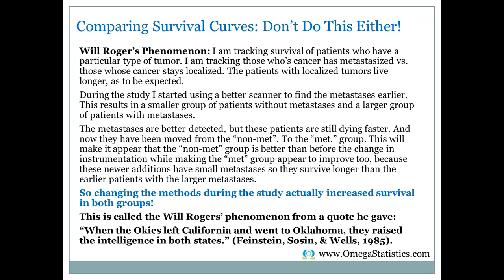Remember how I was saying if you get a better diagnosis or a better treatment, that could throw things off. So I started using a better scanner to find these metastases earlier. This results in a smaller group of patients without the metastases and a larger group of them with it, because now I'm finding them more, right? So, oh boy, all of a sudden I have all these people that before I wouldn't have found that it spread, but now they're in a metastasized group. It's great. The metastases are better detected and earlier, but these patients are still dying faster. And now they've been moved from the non-metastasized group up to the metastasized group.